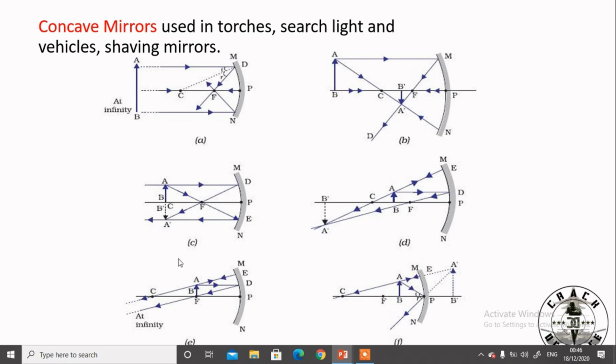Fifth case: the object is placed exactly at the focal point and the image will be formed at infinity, highly enlarged, inverted and real. Now the last case is the object placed somewhere between F and P, the pole of the mirror, where the image formed would be behind the mirror and would be highly enlarged, virtual and erect.